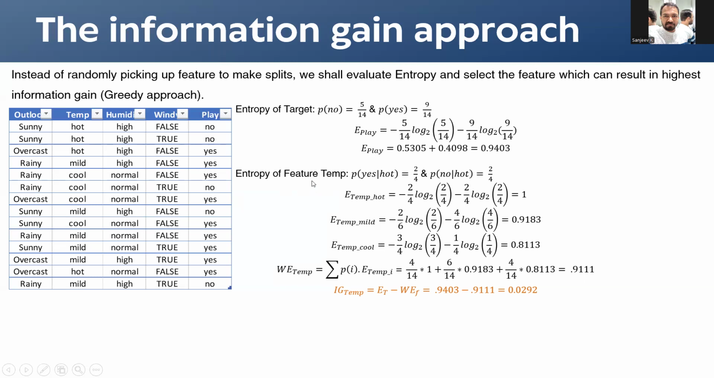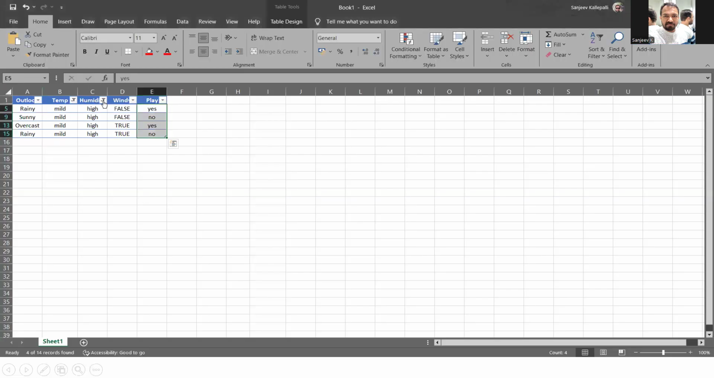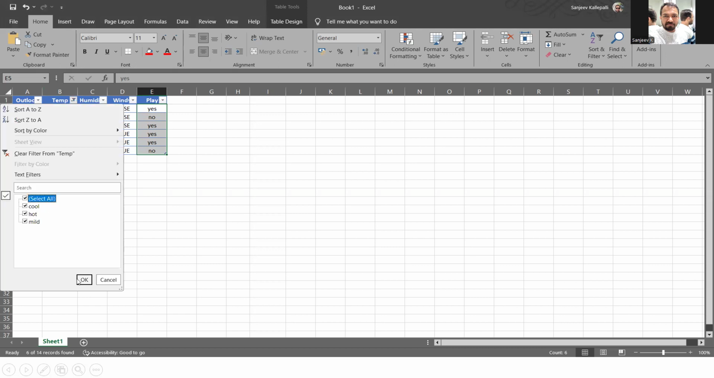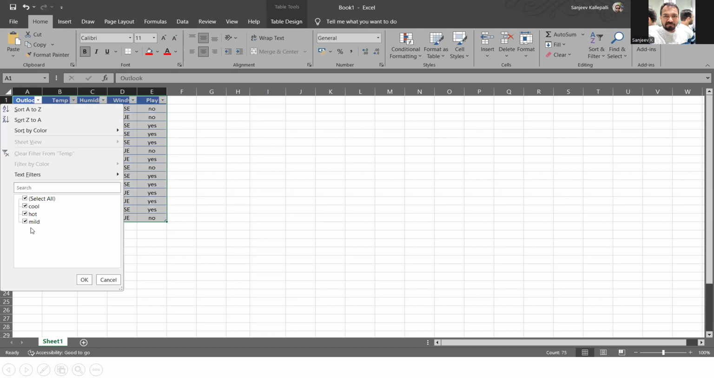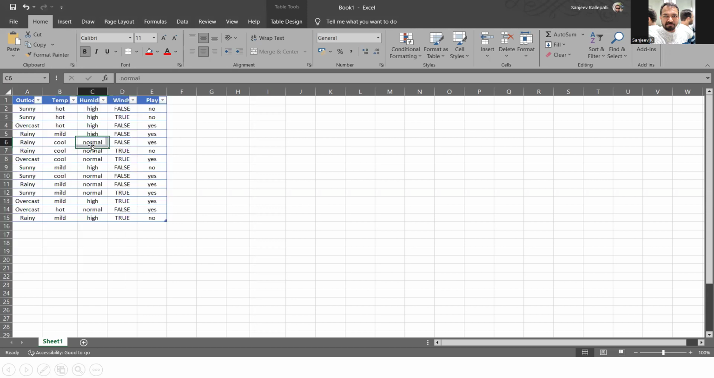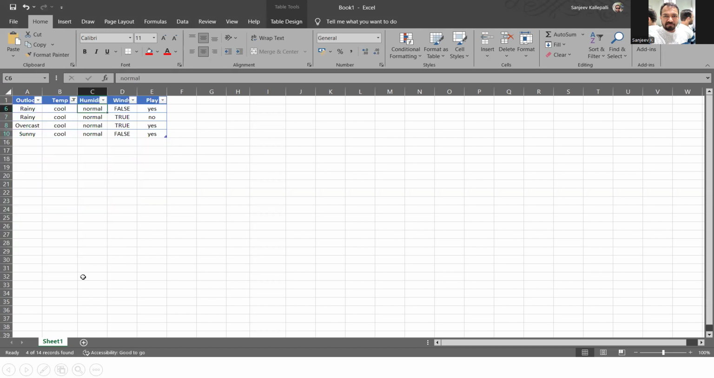So what I'll do is take one feature now. Let us say that I take temperature. Okay, in temperature, let me clear these filters for now. One minute. Okay, in temperature, as you notice, I have 3 different values. Now let us take one value at a time. Let us take cool for now. In this cool, I have 4 records, out of which there are 3 yes and 1 no.